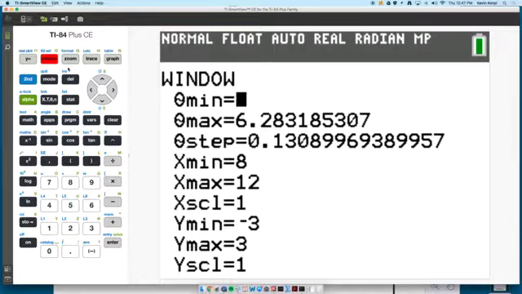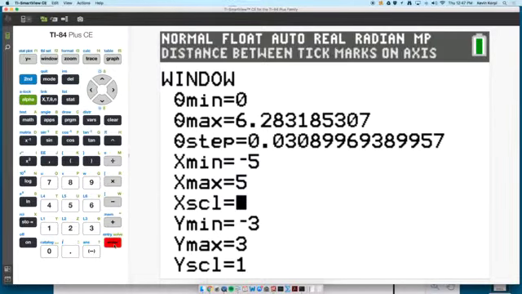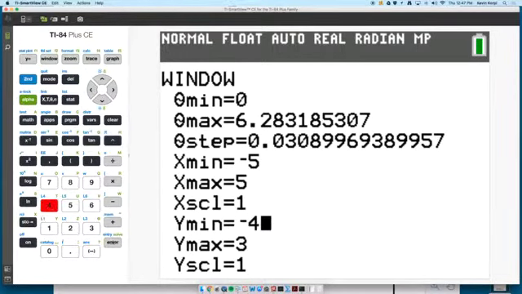Go to your window, and just like in parametrics, you have a theta parameter. Because it's still graphing on the xy plane, you can still set x min and x max, but your theta default is 0 to 2 pi. If you want to slow down the graph, you can do the same thing. Let's do 0.03, x min -5 to 5, and y min, y max -4 to 4. Remember, the x-axis is a little bit wider.